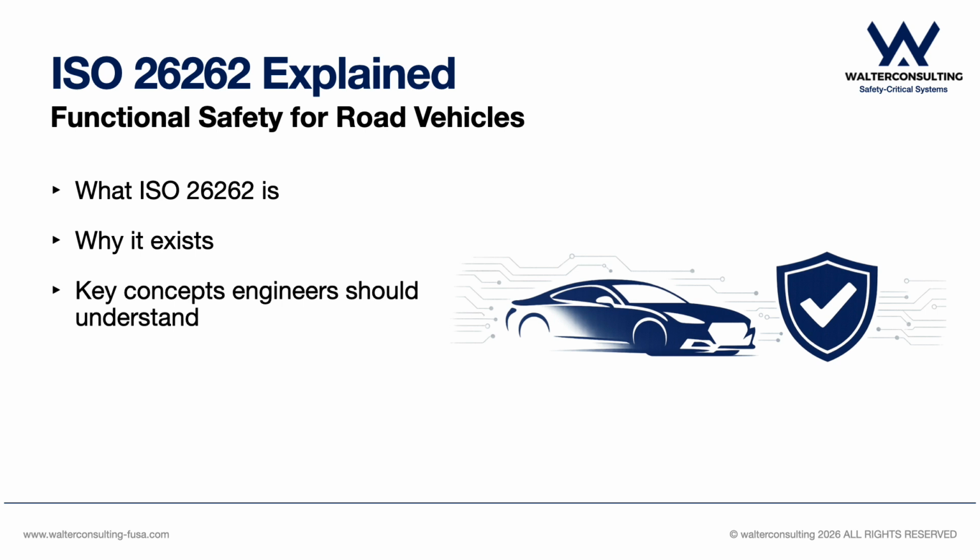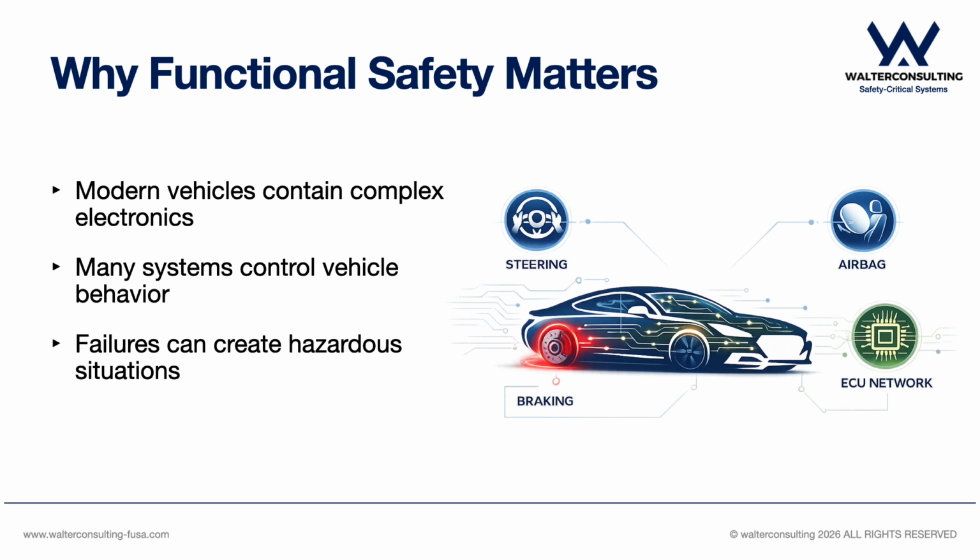concepts engineers should understand. Let's start with a simple question. Why do we even need functional safety in modern vehicles? Modern vehicles are highly complex systems. A single car may contain dozens of electronic control units and millions of lines of software code. Many of these systems directly influence the behavior of the vehicle. For example, the braking system, the steering system, or the airbag controller.